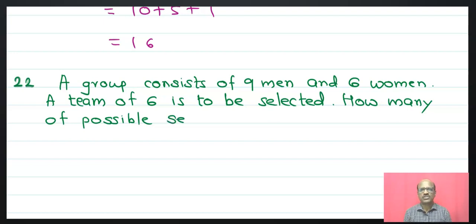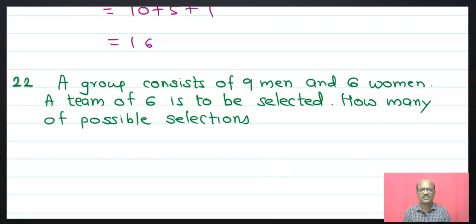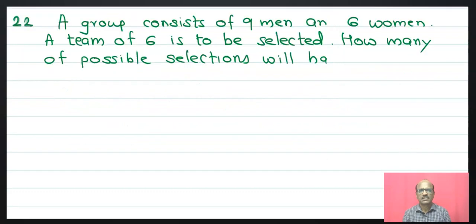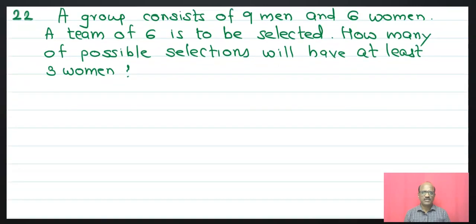How many of possible selections will have at least 3 women? That is the minimum, 3 women. Let's see this here.